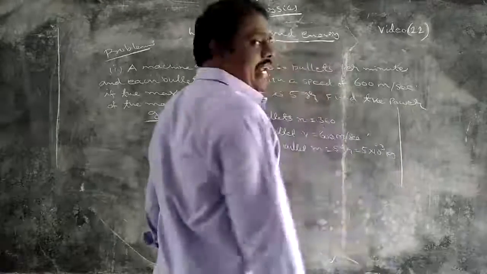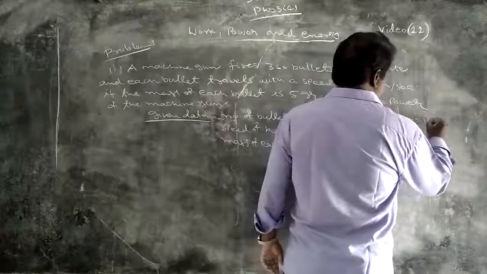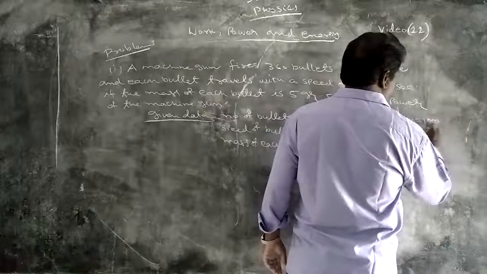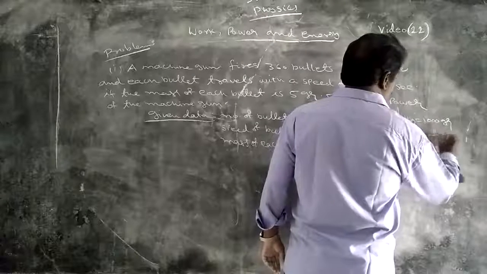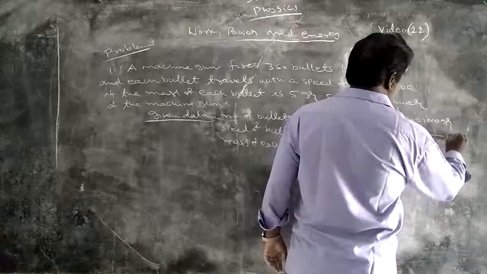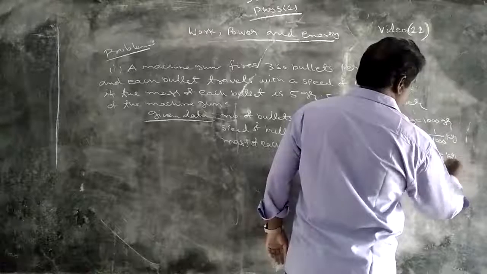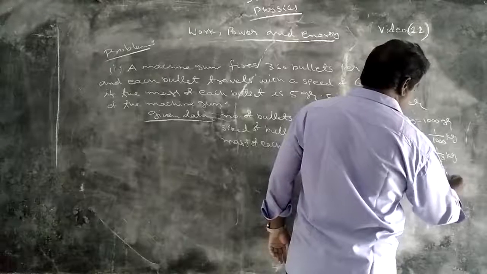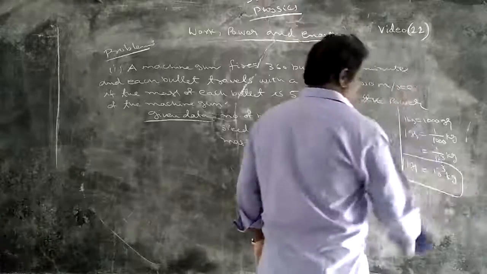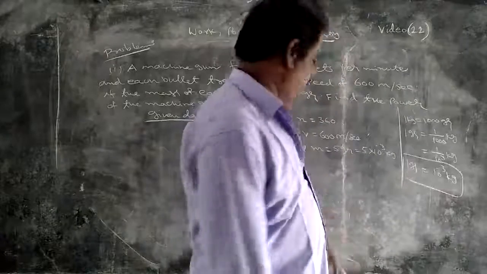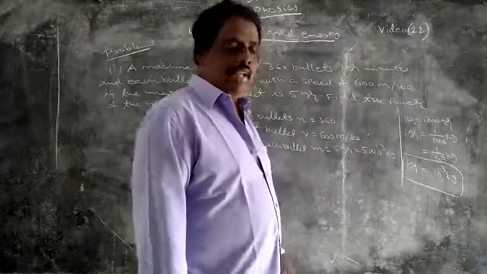Here the conversion: 1 kg is equal to 1000 grams. Therefore 1 gram is equal to 1 by 1000 kg, that is equal to 1 by 10 cube kg, that is equal to 10 power minus 3 kg. Therefore 1 gram is equal to 10 power minus 3 kg. That is the conversion. So 5 gram means 5 into 10 power minus 3 kg.